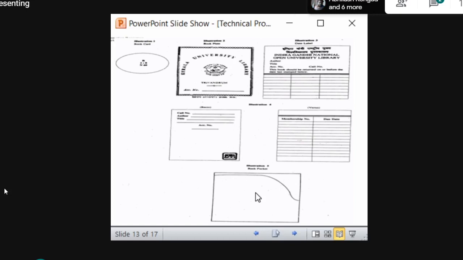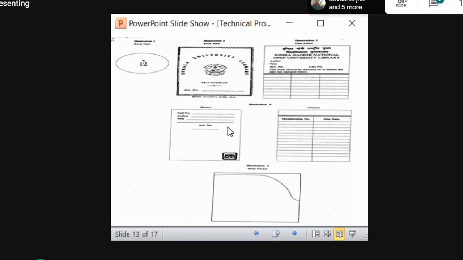When the book is issued, we will take this from the book and insert it in the member card. So this book packet is useful. It is pasted at the last page. This is verso, this is recto. Recto will be pasted in the front of the document. Verso is the end of the document.